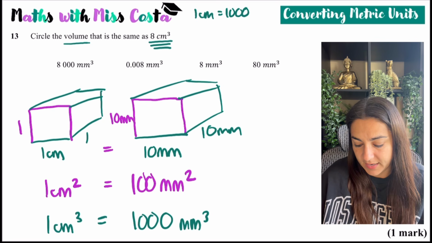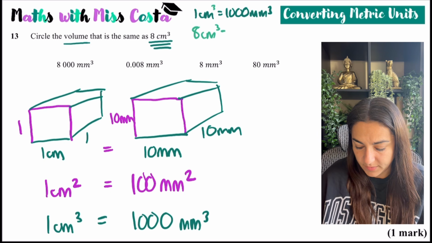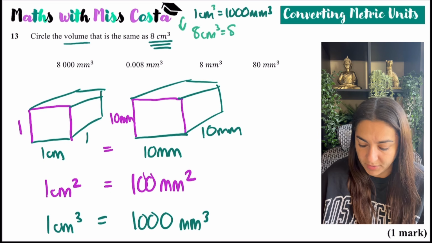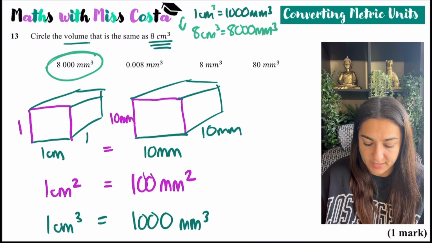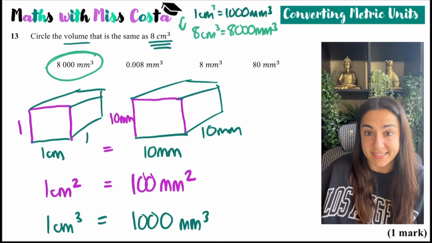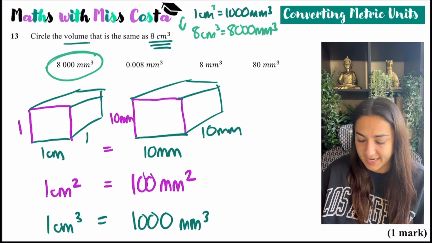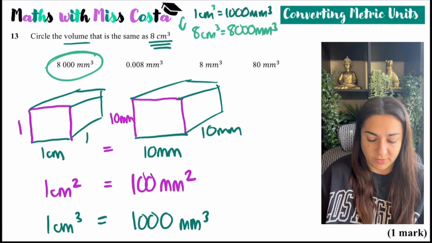So if I had to work out what 8 centimeters cubed would be, I'd have to multiply by 8, and that would be 8,000 millimeters cubed. This always catches people out because they think they know that 1 centimeter is 10 millimeters, so they just times by 10 and they would have circled this, but that is how they catch you out and you lose a sad little mark.